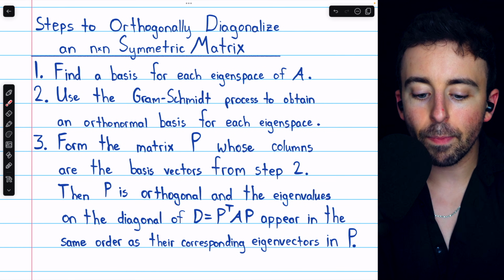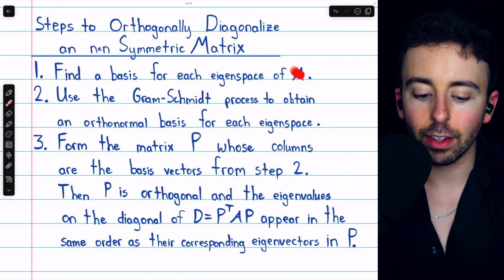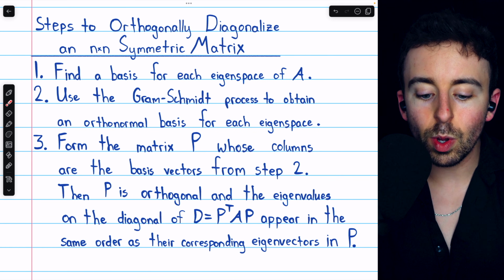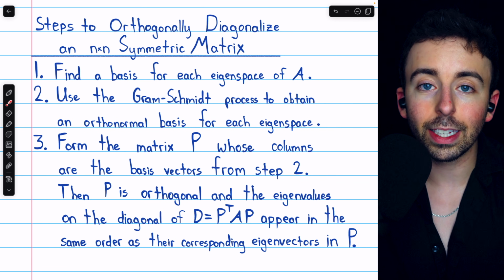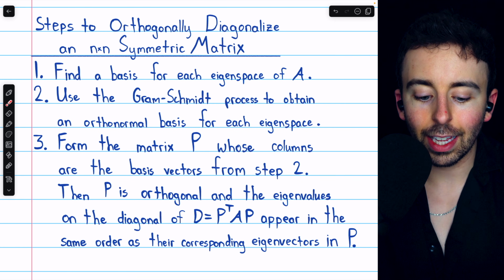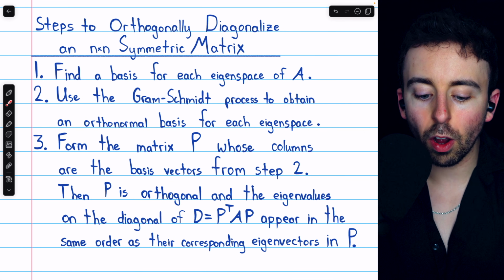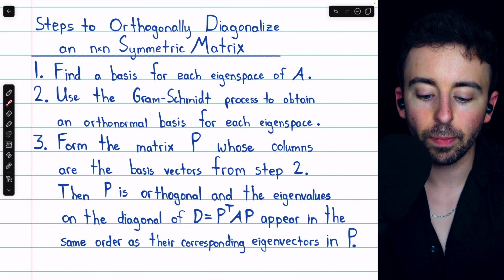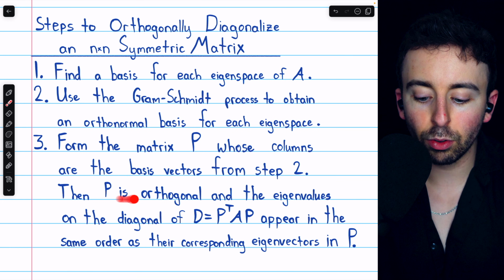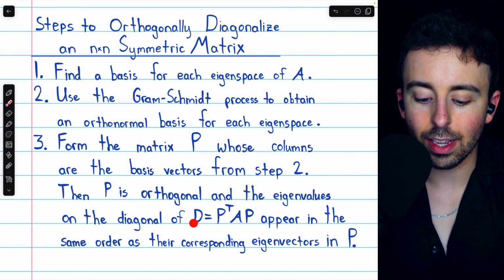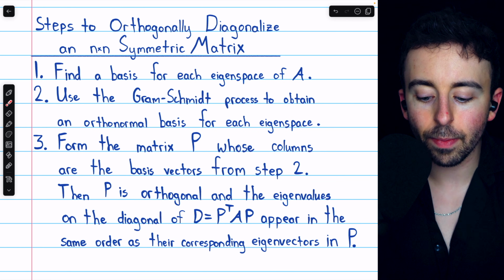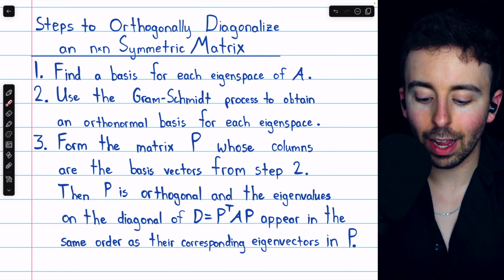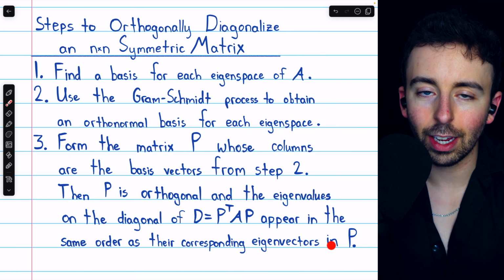First, we must find a basis for each eigenspace of the matrix. Then, we use the Gram-Schmidt process to obtain an orthonormal basis for each eigenspace. Finally, we form the matrix P whose columns are those orthonormal basis vectors from step 2. Then, our matrix P is orthogonal, and the eigenvalues on the diagonal of D equals P transpose AP will appear in the same order as their corresponding eigenvectors in P.